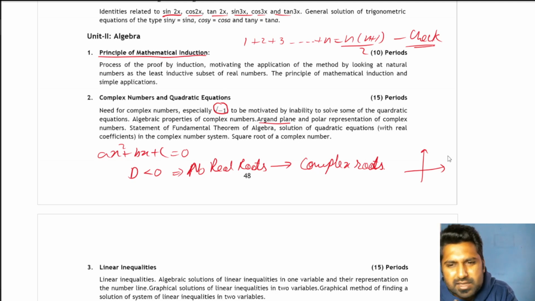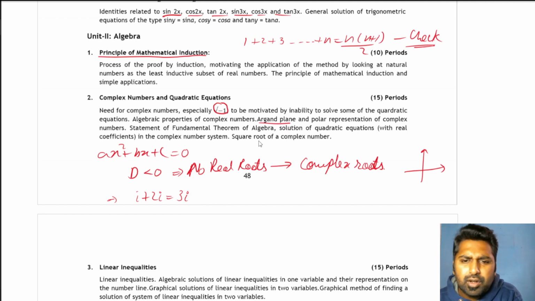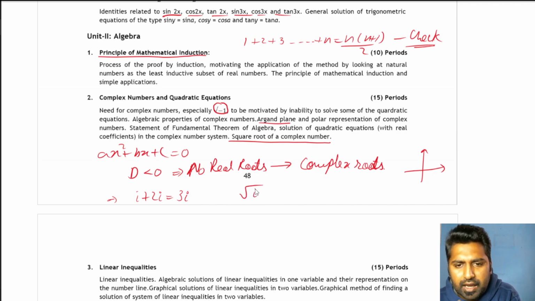Then we'll talk about their algebra. Suppose I give you one simple example like i plus 2i. So we can apply normal algebra that we have studied. It is equal to 3i. So basic algebra, some things work, some things don't. So we have to talk about that. And we'll talk about the square root of a complex number itself. What if I give you square root of i? i is itself a square root of minus 1, but what if I ask you what is the square root of i? So we'll talk about that also in that particular chapter.